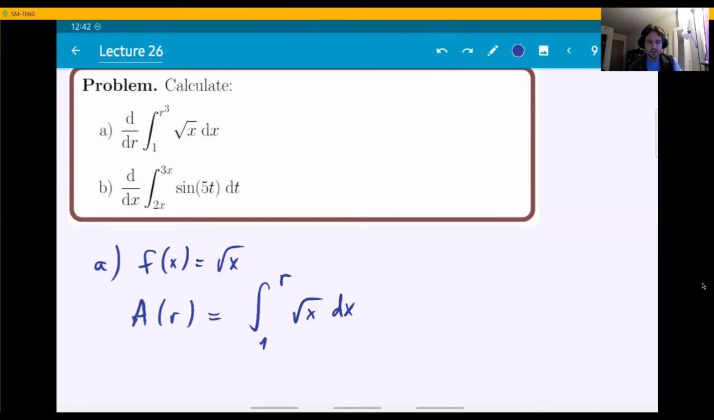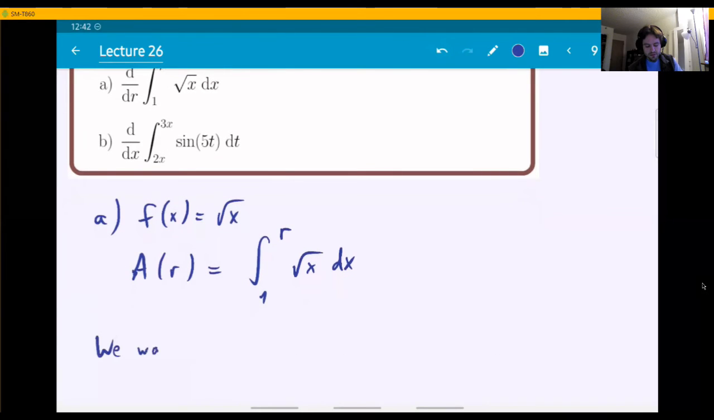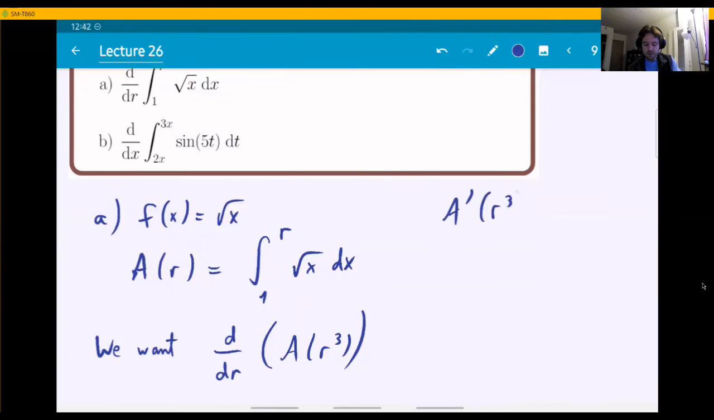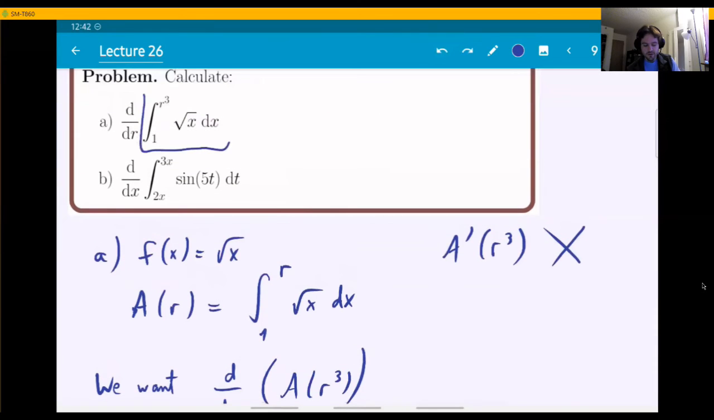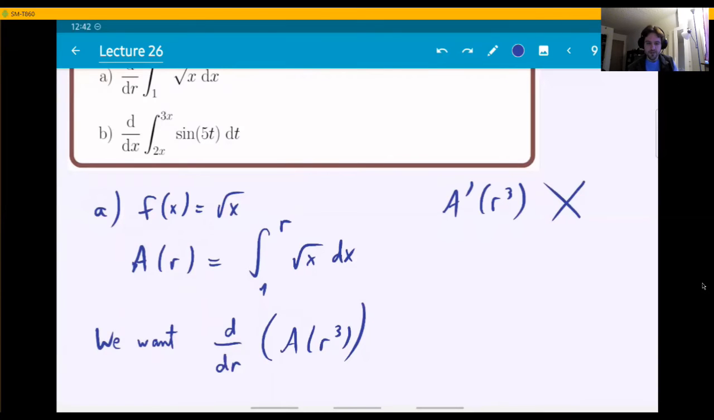But what we have there is not a of r, it is a of r cubed. So what we want is the derivative with respect to the variable r of this expression, a of r cubed. Don't write that as a prime of r cubed. That is not the same thing. What you have to do is you're looking at a of r cubed. This whole expression here is a of r cubed. And then you're taking the derivative with respect to r of that entire expression.